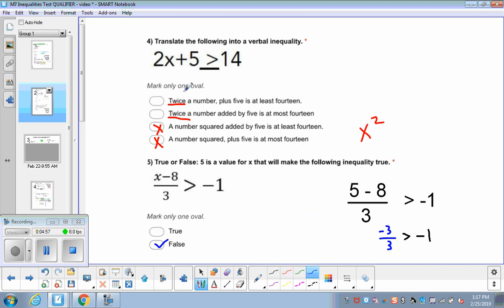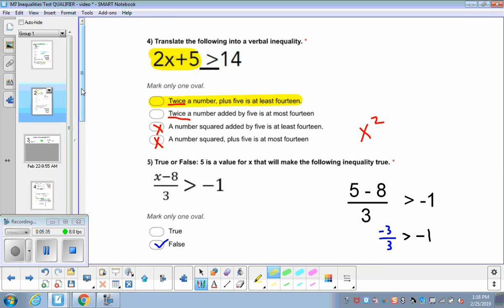Now let's figure out right here, twice the number plus 5, twice the number added by 5. So far, both of these are still fair game. Now let's figure out if it's at least or at most. So I like to highlight and talk about the stuff. This highlighted stuff has to be more than or equal to the 14. If it's more than or equal to the 14, it's at least 14. So more than or equal to is at least. We have a greater than or equal to, and it should be at least. So the first answer choice here correctly translates.